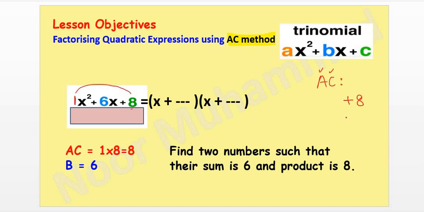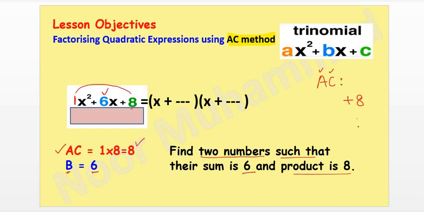Clear? Now I have to think about any numbers whose product is 8 but whose sum is equal to this B. So AC means multiply the first coefficient with the last constant number, it's 8. What is B? It's 6. So I have to find two numbers such that their sum is 6 and their product is 8. Maybe it seems a little bit confusing right now for you, but it's not difficult. You have to make the factors of 8. What are the factors of 8? The numbers that can divide 8.